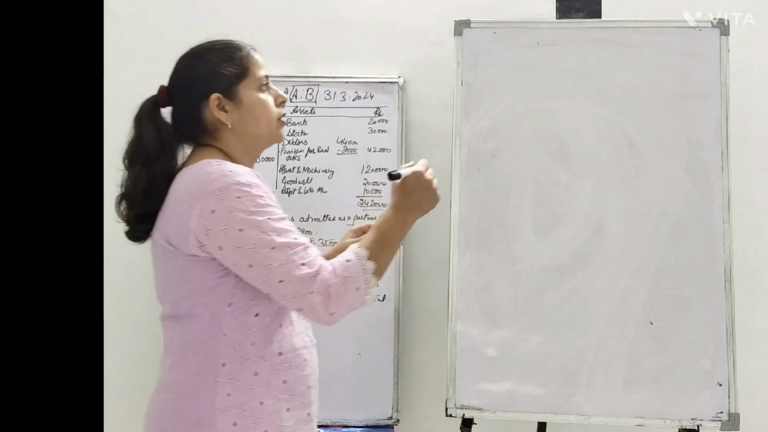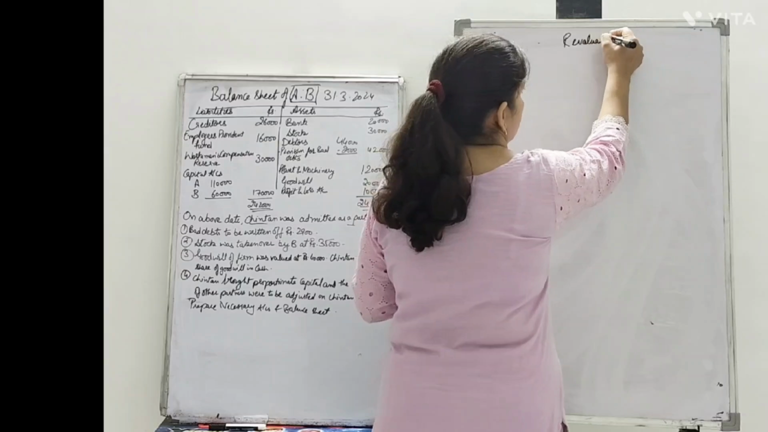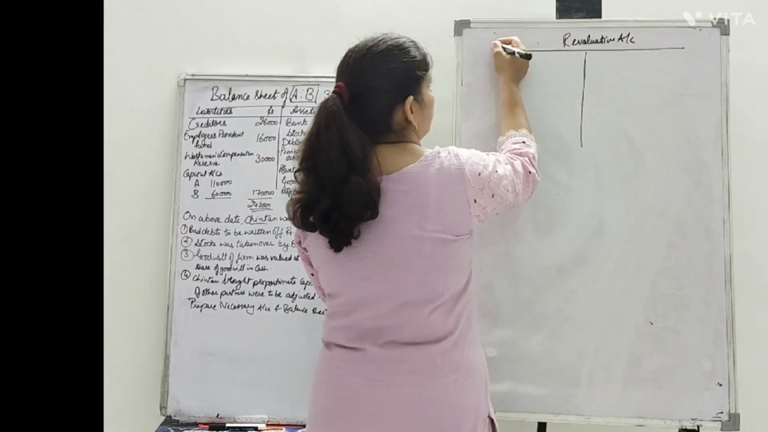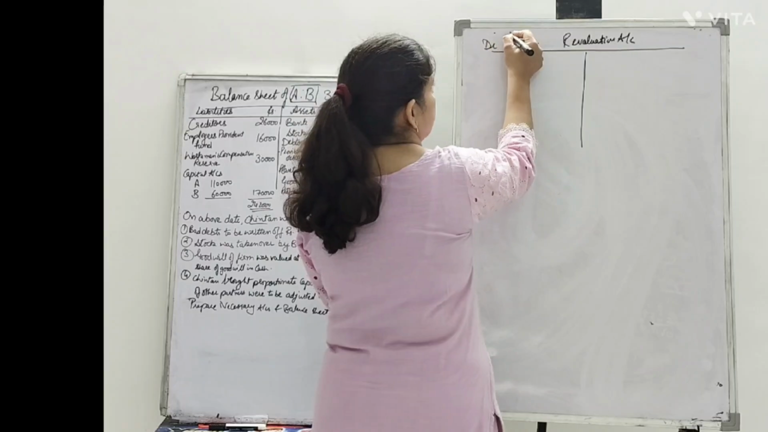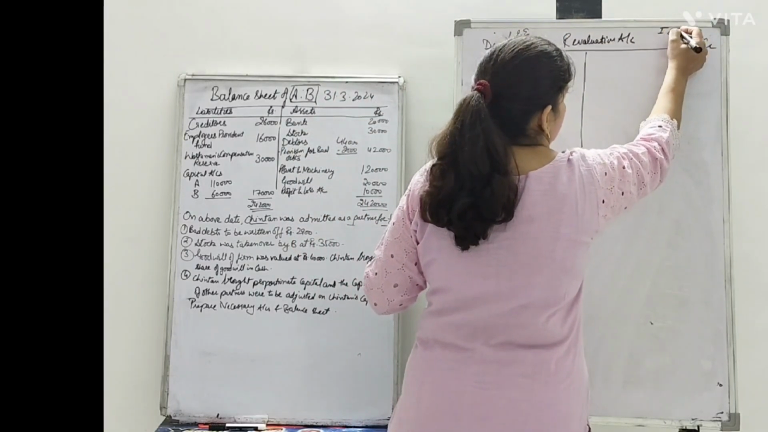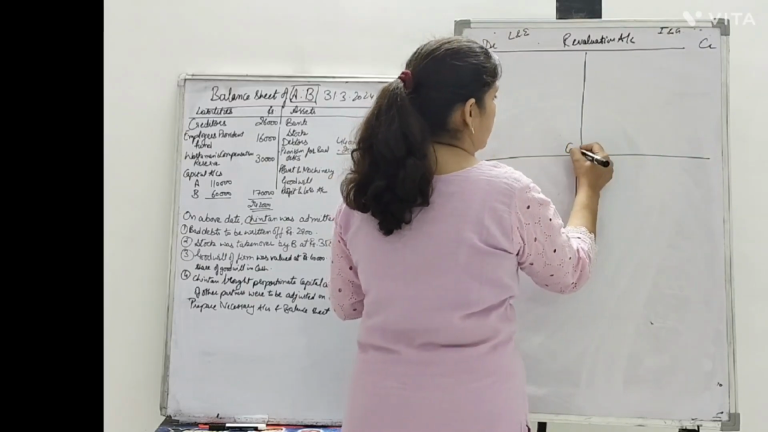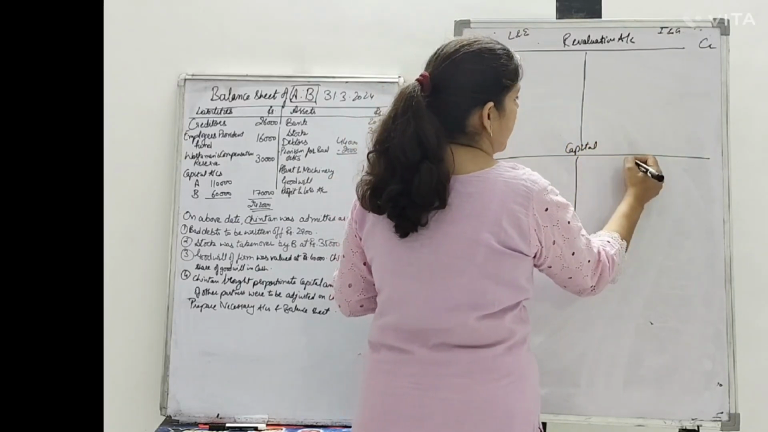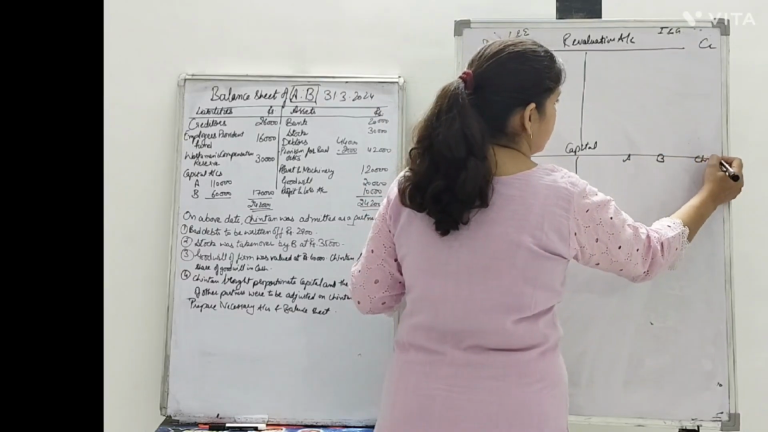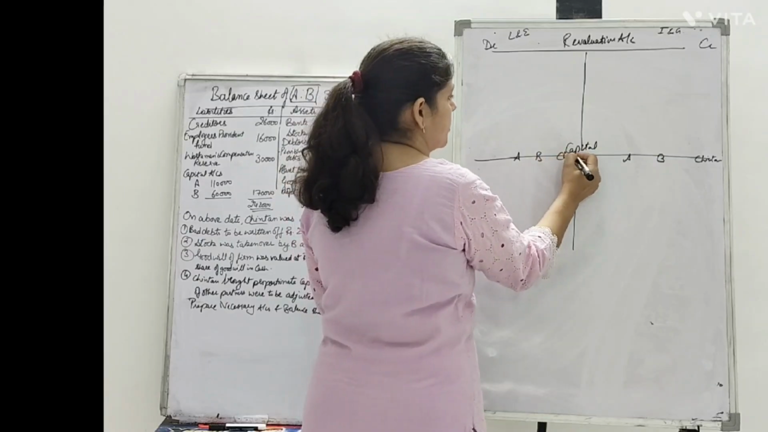Now how to carry on with the question? First of all, we have to prepare the revaluation account. As I told you, it is a type of nominal account. The debit side is for losses and expenses and the credit side is for income and gains. Then we will prepare the capital accounts of the partners. Here we have three partners A, B, C. C is Chintan, so here A, B and Chintan.